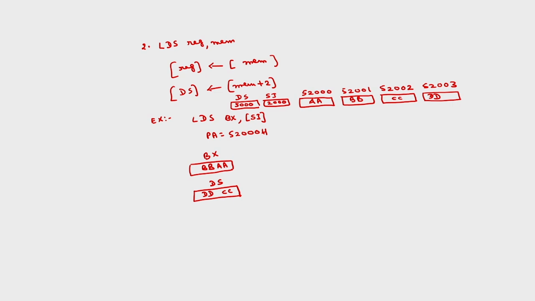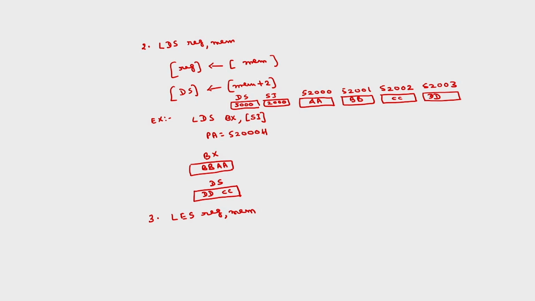This takes 4 consecutive locations. The physical address will be computed using the data segment times 10 plus the register content, here SI. Then of the 4 locations, the first 2 locations will be transferred to the register specified in the instruction, and the next 2 locations will be transferred to the data segment. The next instruction, similarly, you can perform for LES also, extra segment register comma memory.